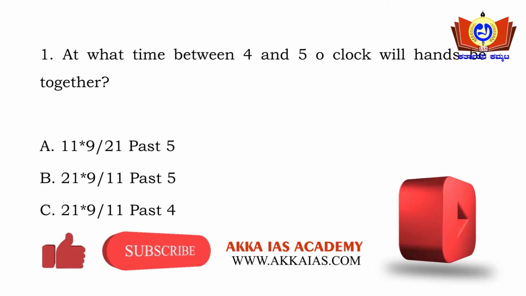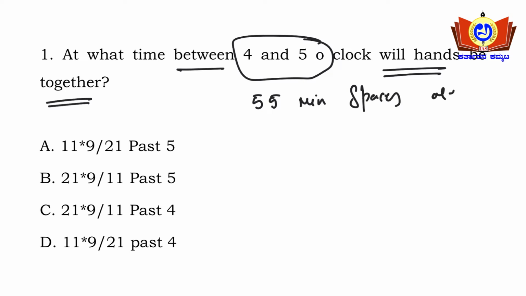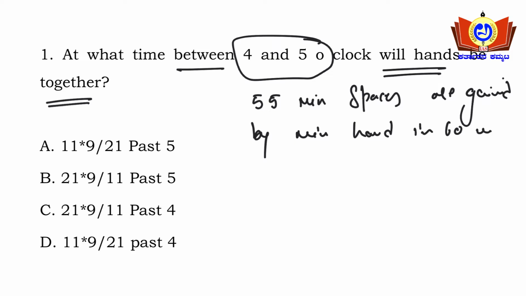At what time between 4 and 5 o'clock will the hands of the clock be together? In the previous video I explained that 55 minute spaces are gained by the minute hand in 60 minutes. Based upon this concept, the problem will be solved here.